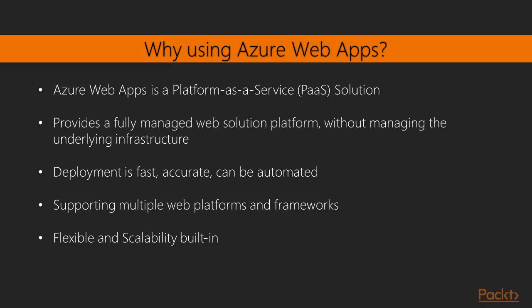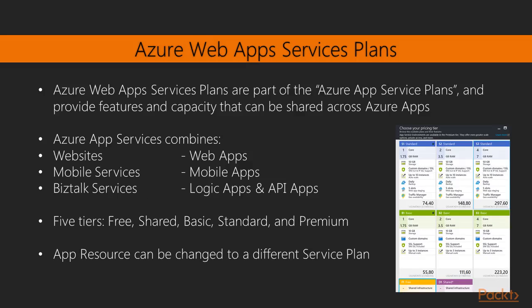Deployment of the Azure Web Apps is pretty fast and accurate, and it can also be automated using automation scripts out of PowerShell, RM templates, using different deployment tools like Chef, Puppet, Visual Studio, or any other cloud management tool we already covered in previous videos. Azure Web Apps provide support for multiple web platforms and different frameworks. It's flexible and scalability is built in. Now, within Azure, we always talk about consumption, meaning what's the cost of running this platform service within my Azure environment? So I think it's quite important to spend a couple of minutes around Azure Web Application Service Plans.